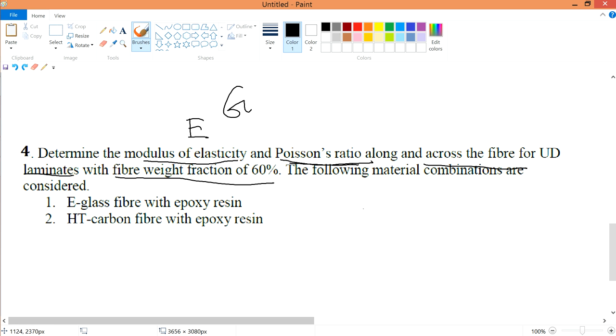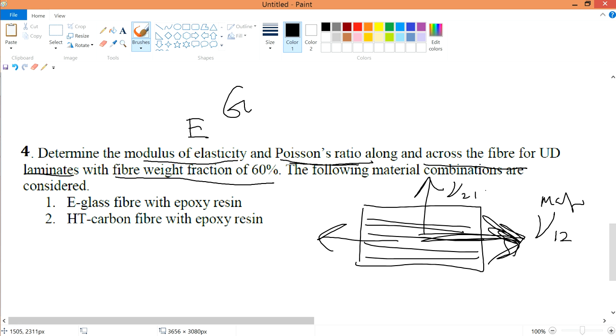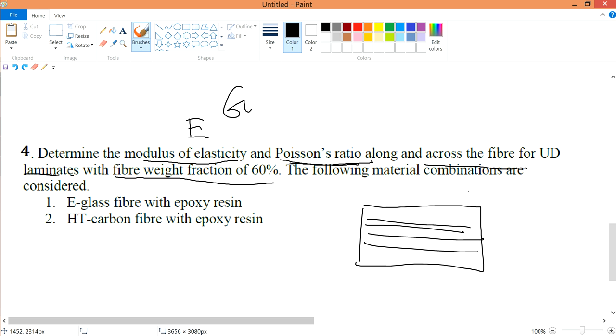A unidirectional laminate is just a laminate with fibers along this line, so it's only one direction, strong in a particular direction. So the Poisson ratio along the fiber is V12, and across the fiber is the transverse Poisson ratio, which is V21. This is the major Poisson ratio, this is the minor. These are the terms that you may want to know about.